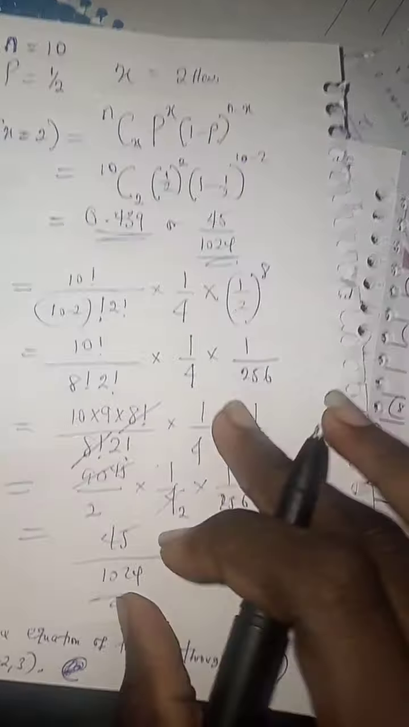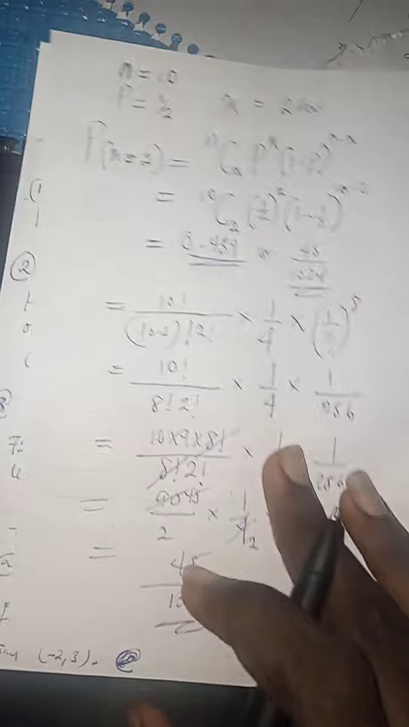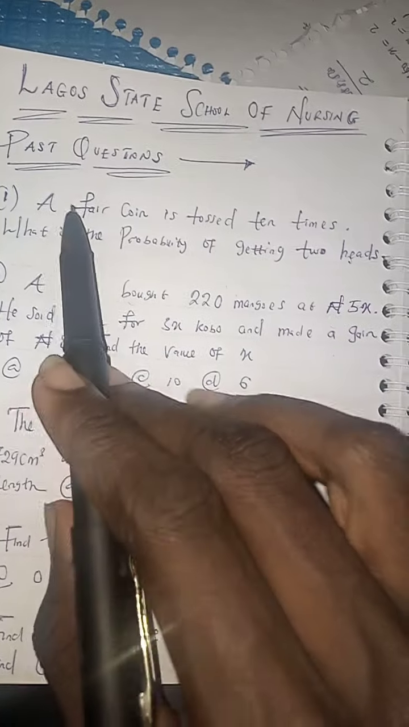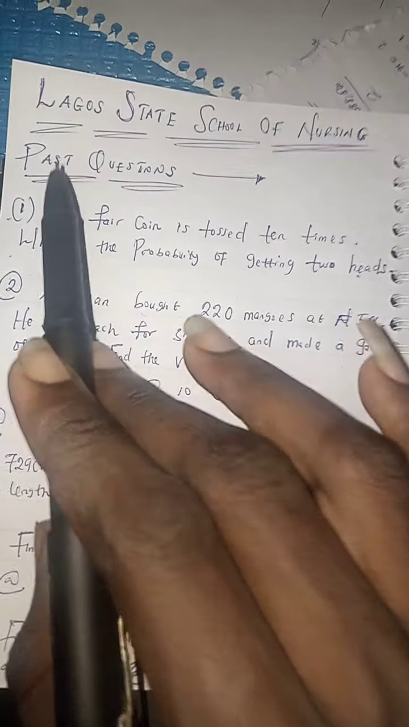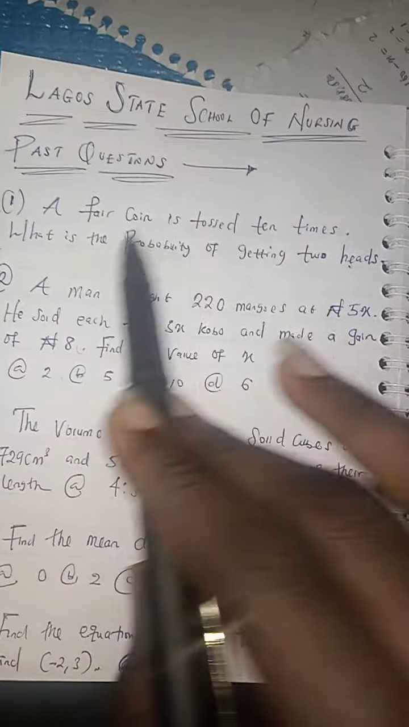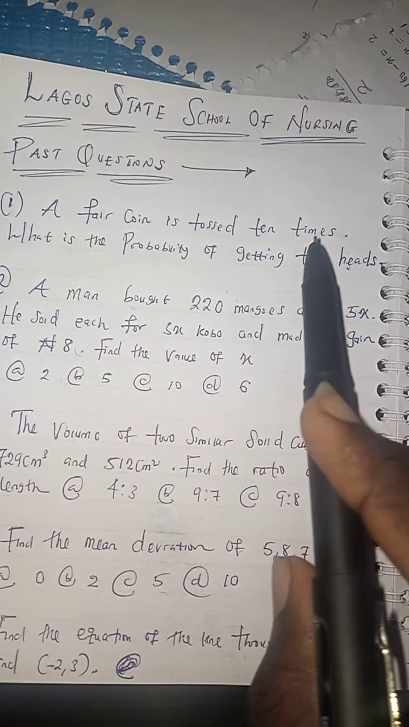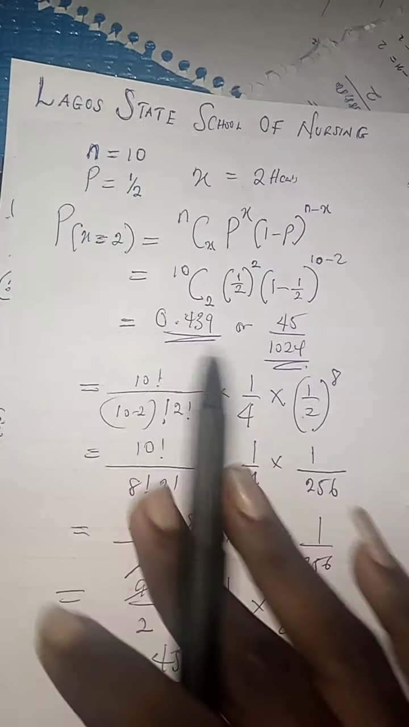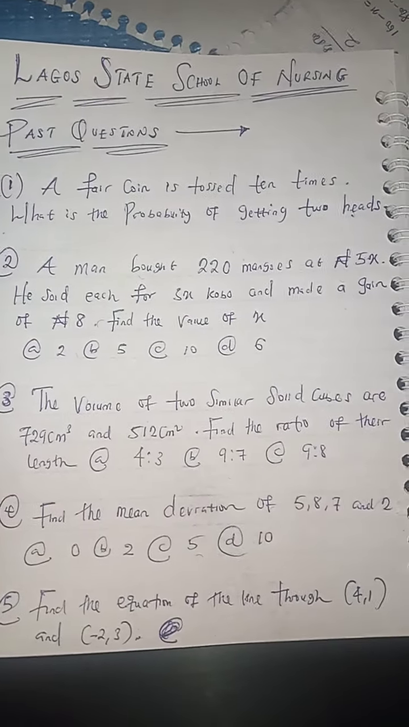So just take note of that. That's the correct answer to question 1, where you are asked what the probability is of getting 2 heads if a fair coin is tossed 10 times. The result that you have is 45 over 1024. The next question is what I'm going to explain anytime soon.